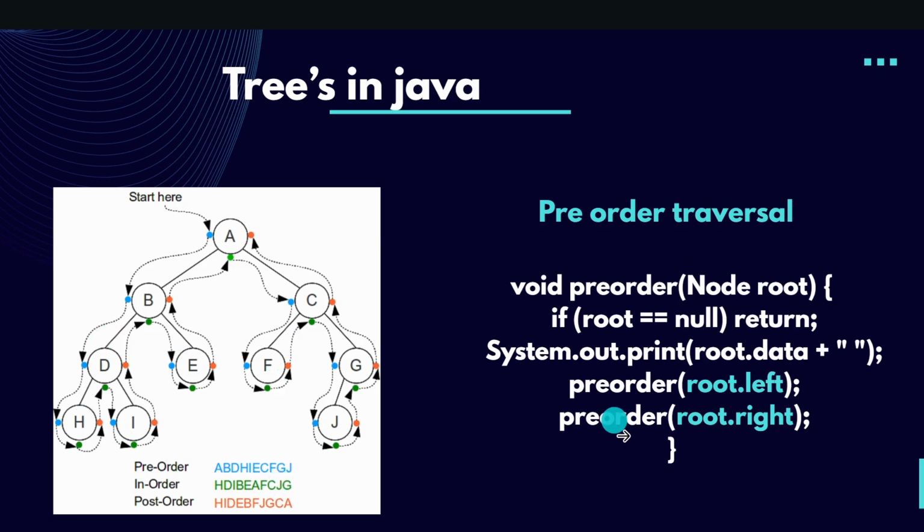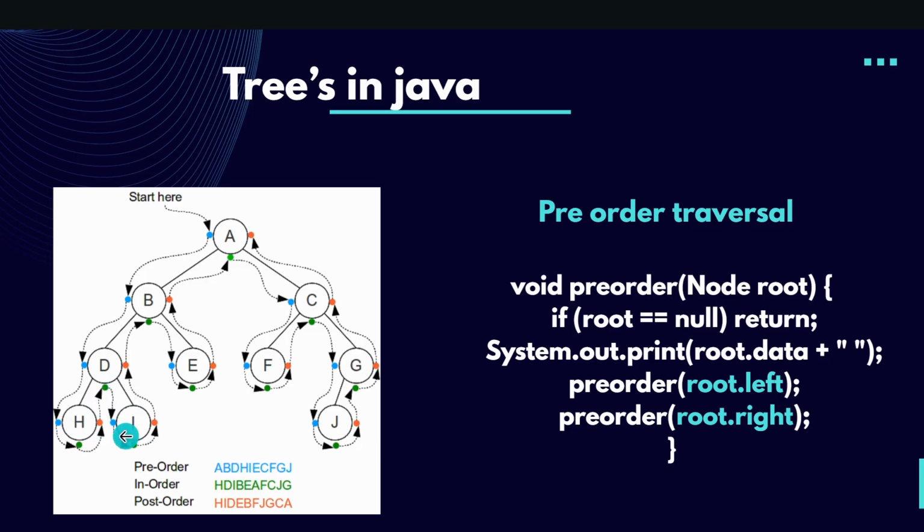With the help of simple code, we check whether root is equal to null. No, it is not equal to null because we have A here. So we first print the data because we are at point A. Blue dot means print, like System.out.println. Pre means print. You can see A, B, D are printed. Next H is printed.